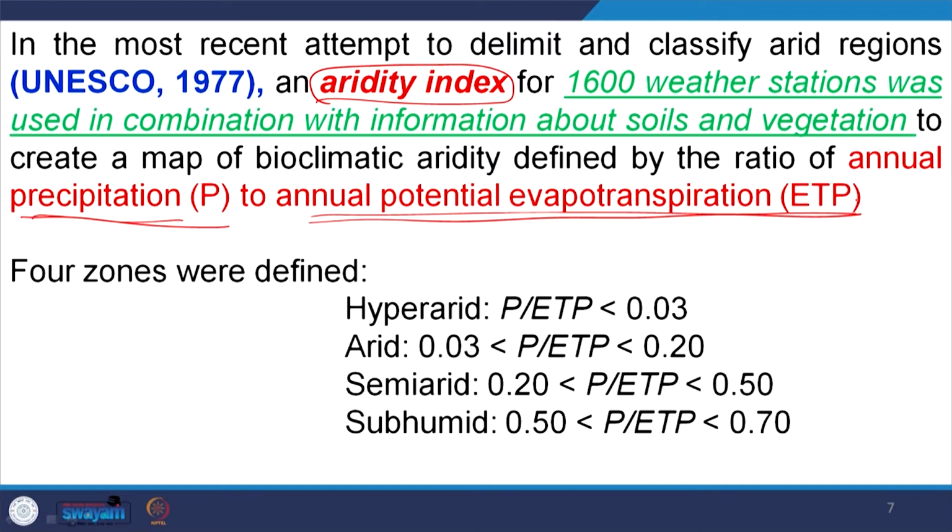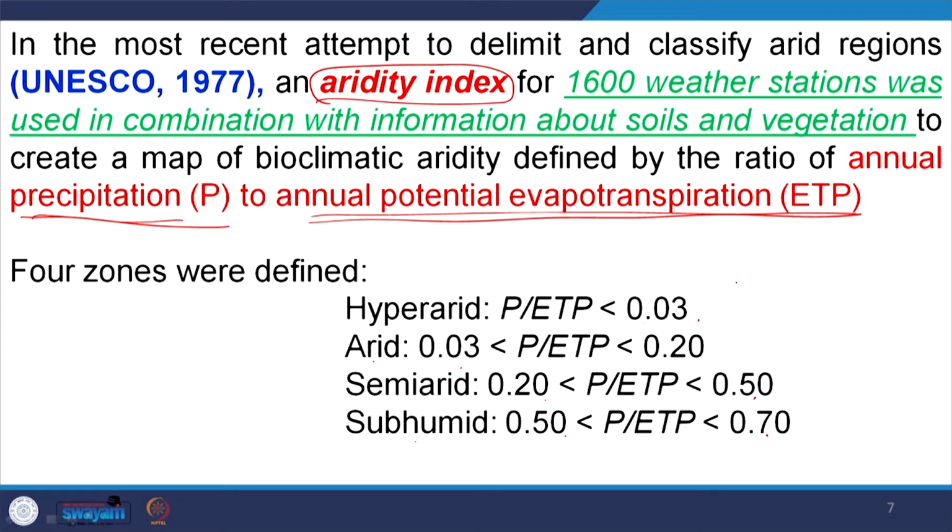One is hyperarid. Hyperarid means the P to ETP ratio is less than 0.03, then arid is 0.03 to 0.2, semi-arid is 0.2 to 0.5, and subhumid is 0.5 to 0.7.